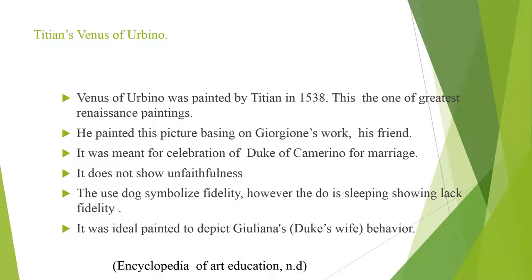and it is painted as a depiction of Giulia, the duke's wife, and her behaviors, I mean, the tenants of Urbino.